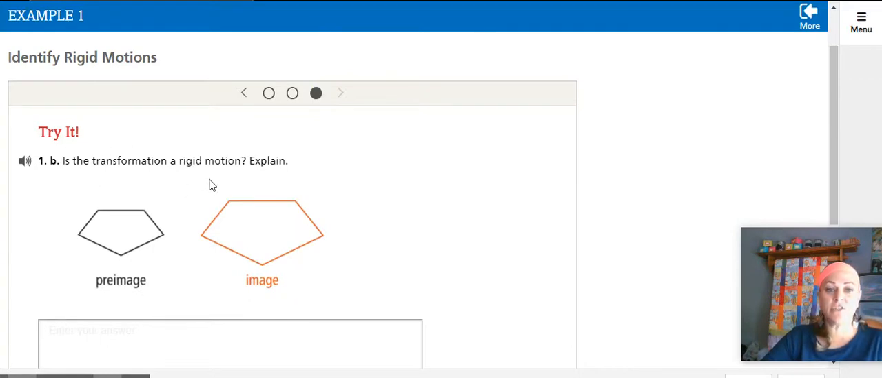Here's another one. Is this transformation rigid? You might be able to tell, you might not, but does this shape, the pre-image, stay the same? Are the side lengths preserved? Are the angles preserved and just moved? Or is it changed in any way, like the size increased or decreased? Whether it increases or decreases in size, that's called a dilation.